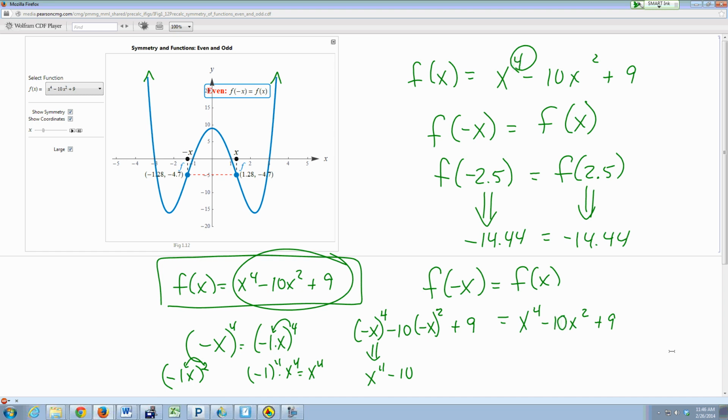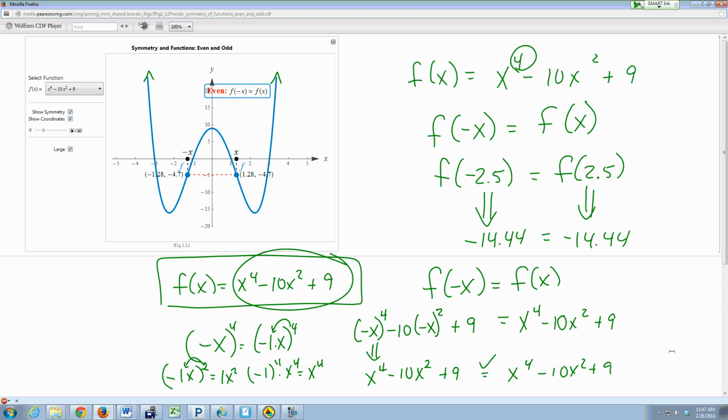-1 times -1 squared, -1 times -1, 1 and x squared. So this becomes 10x squared plus 9. Lo and behold, I have now shown that this function is even because f of -x is exactly the same as f of x. Thus it is proved. Okay? So that's how you show that a function is even.